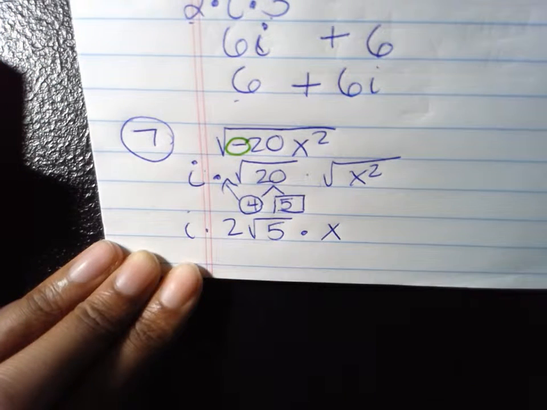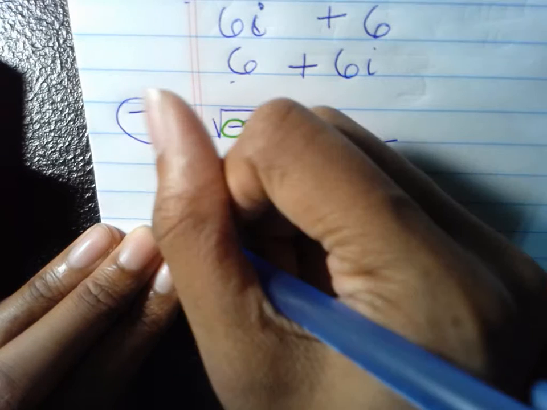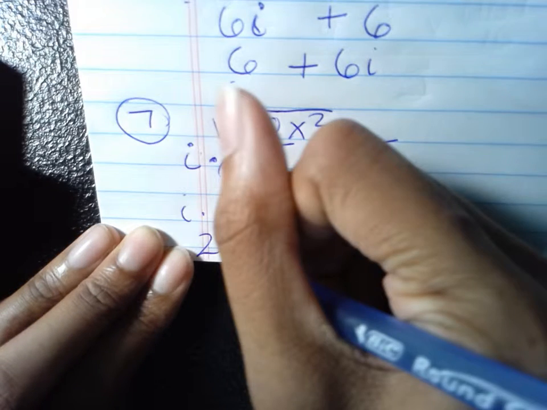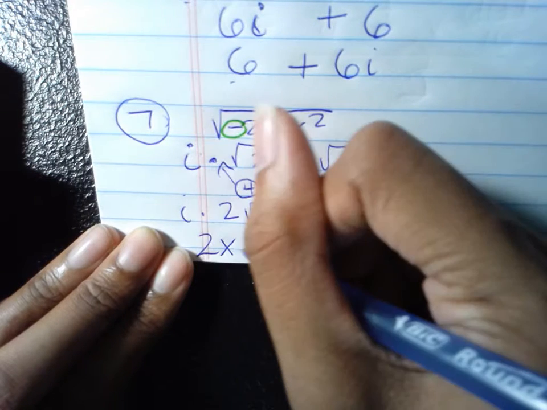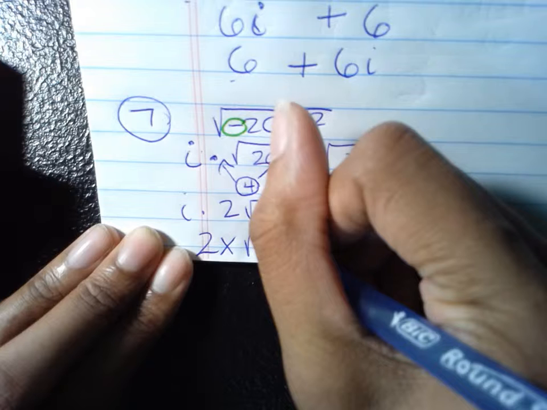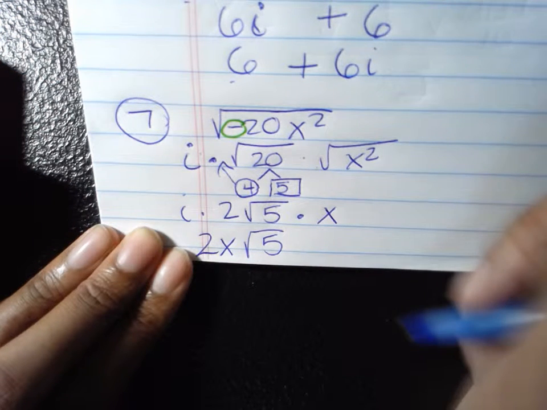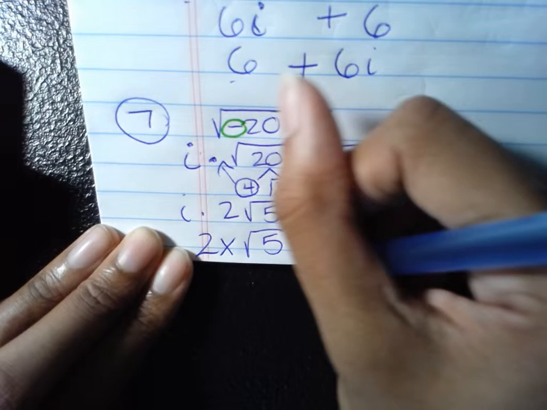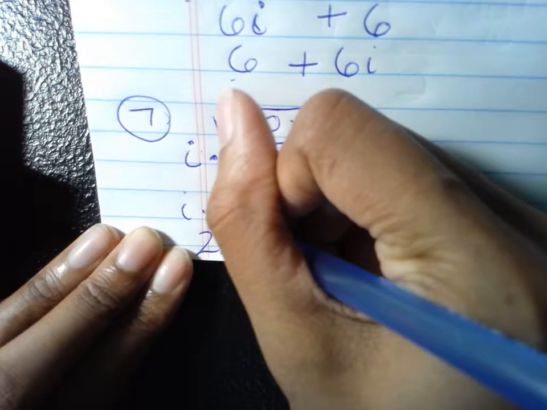Alright, so how am I going to write this? So I'm going to put 2x square root of 5. Usually the i goes last, but sometimes it goes in the front too, so I'm going to put it right here. 2xi square root of 5.